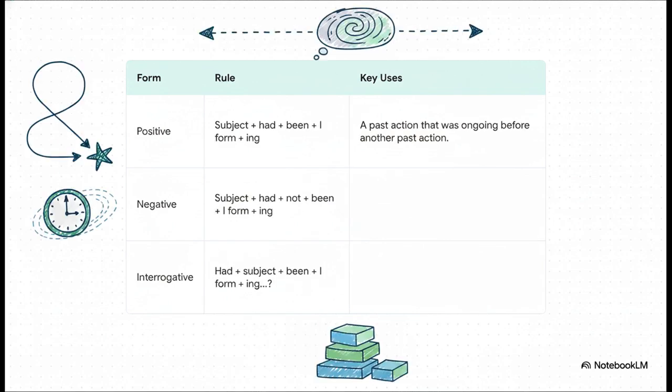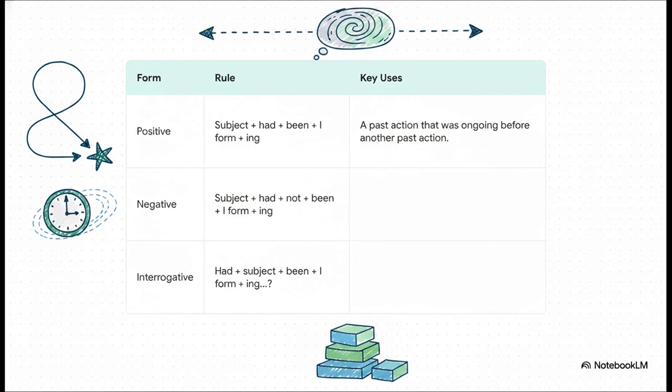And our last stop in the past is all about duration. The past perfect continuous really shines a spotlight on how long something was happening before another past event occurred. So instead of just saying what happened, you're saying how long it was happening for. They had been driving for 10 hours before they finally stopped for a break.